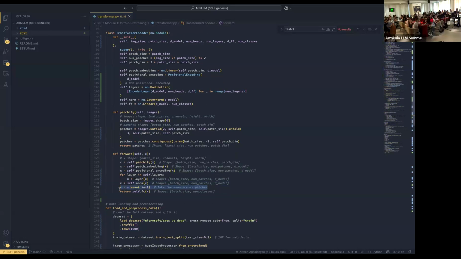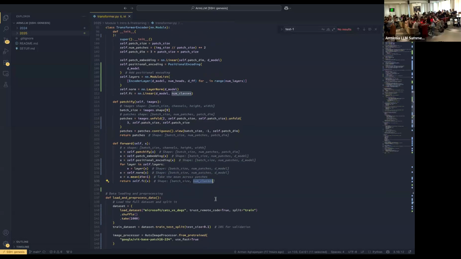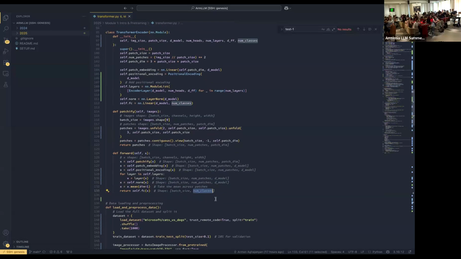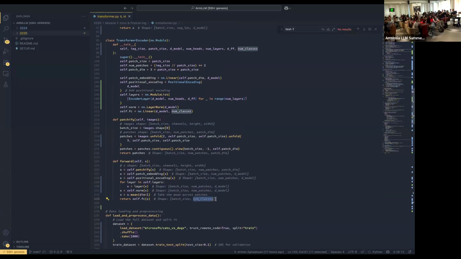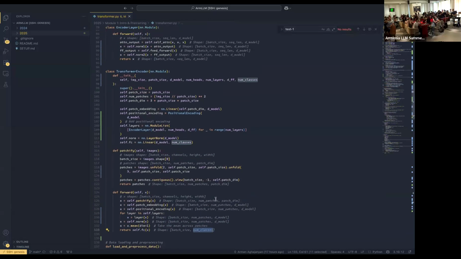And here we just pull some embeddings so that we can calculate our prediction of whether this is a cat or a dog. So here we have a number of classes substitute. So this is about it. The core implementation is, as you can see, probably less than 100 lines of code.